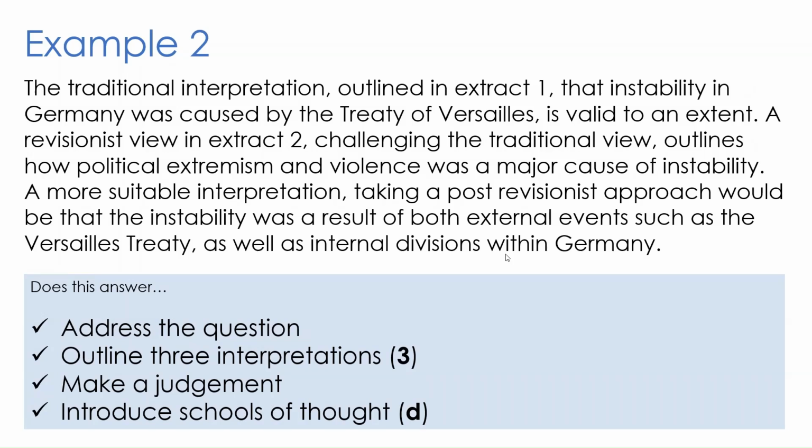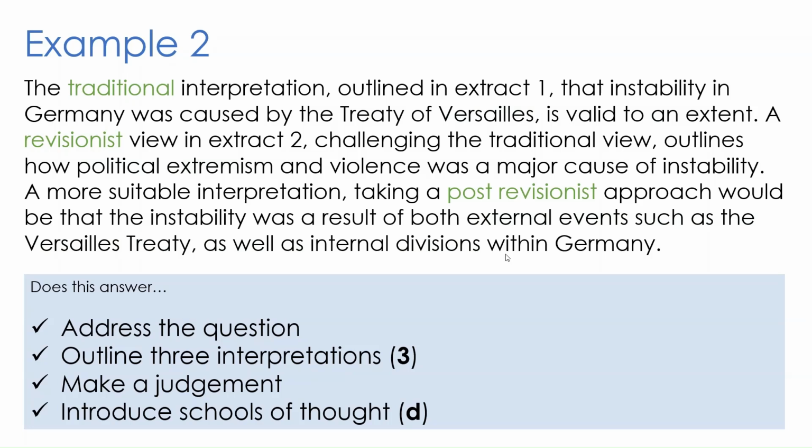So let's break this down a little bit. In terms of addressing the question and making a judgment, I think it's very clear in the first two lines. Whenever you see words such as "is valid to an extent", it's clear that the student is making a judgment. In this case, they are saying that yes, the original interpretation of the Treaty of Versailles does have some validity, but only to an extent. We can clearly spot 3 different interpretations here: the Treaty of Versailles, political extremism, and a combination of both. And you can also see where the candidate is introducing different schools of thought, again very subtly: traditional, revisionist and post-revisionist.